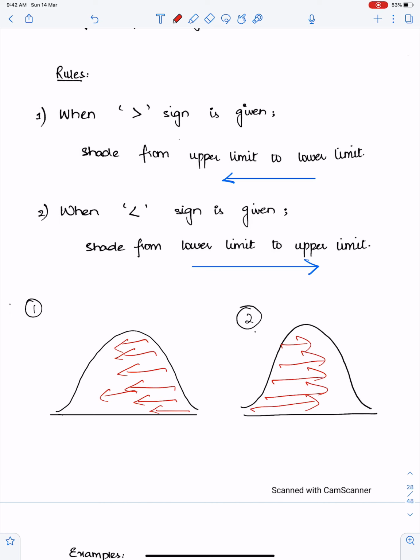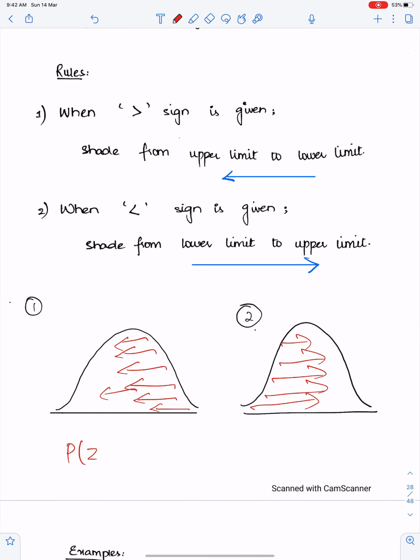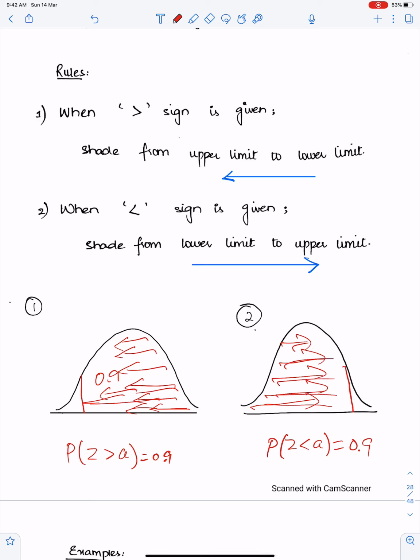Let me write the example. Z greater than A is 0.9. So in order to shade this area, you need to start shading from upper tail towards the lower tail. So this is 0.9. What if we have to shade this, z less than A is 0.9? So you need to shade from lower tail towards the upper tail. So this total area is 0.9. This is the way we shade the given area in order to check the position of A.